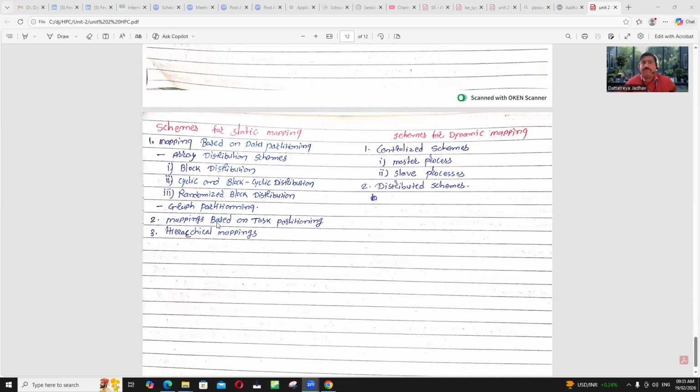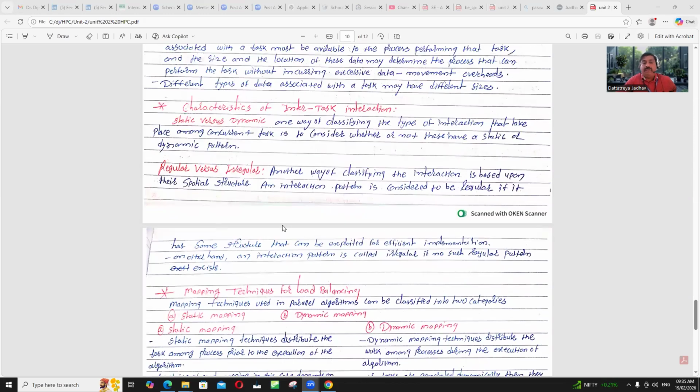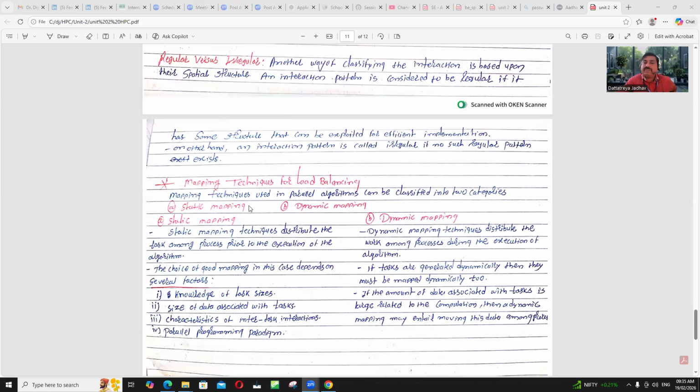In static we go with block distribution, cyclic and block cyclic distribution, and randomized block distribution. But in the dynamic schemes, we go with master process or slave process. So these are the schemes related to the mapping parameters and the concept of static and dynamic mapping. So totally we are concerned with that.